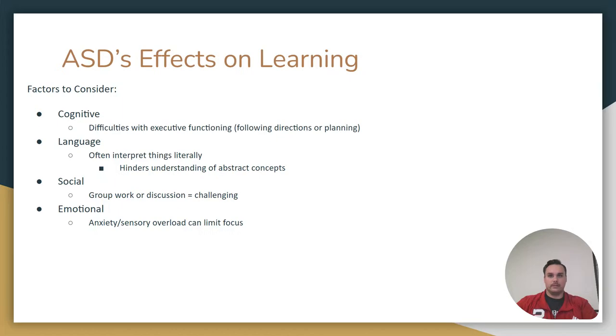Then its effect on learning. In learning settings, executive functioning might be difficult or challenging. Things like organizing materials or shifting between tasks, those all can be difficult for a student with autism. Literal interpretation can also make abstract concepts more difficult. None of this reflects their intelligence, though. It simply means that students process information differently, and as educators, we need to adapt to support that.